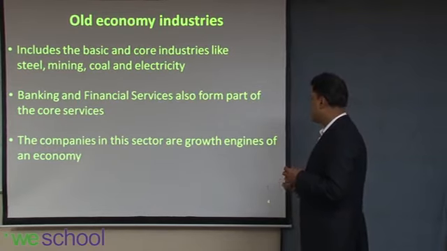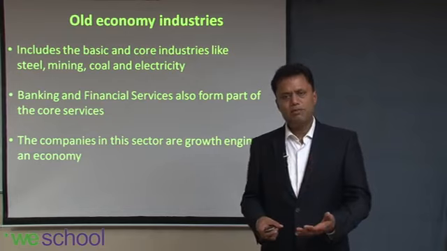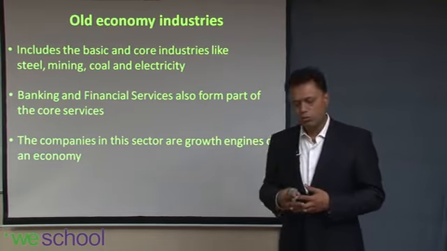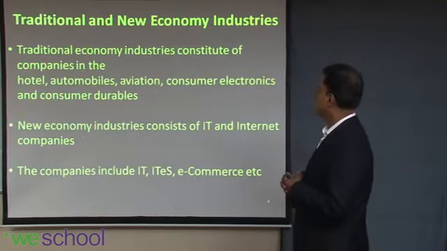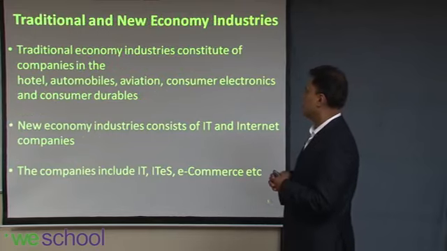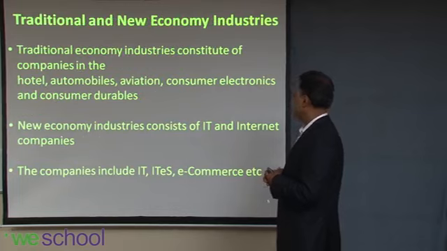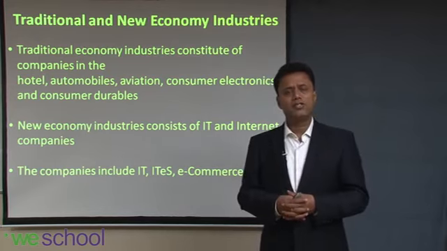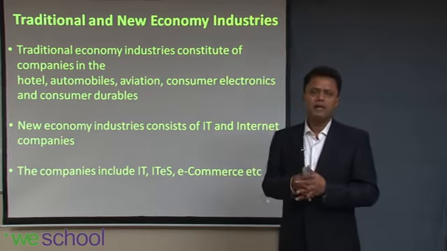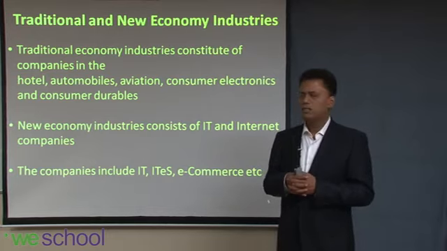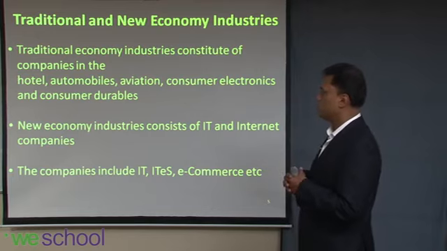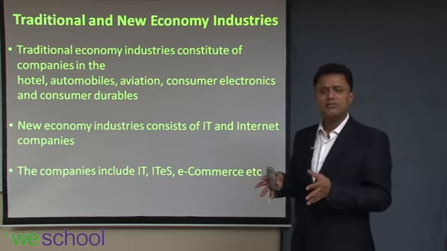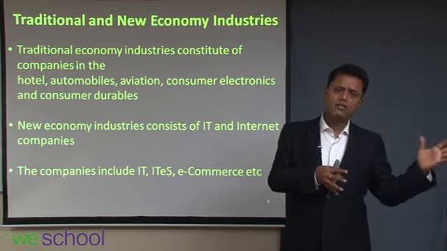The companies in this sector are growth engines of an economy, because industrial production and services production all come from the core industries. Now, traditional and new economy industries. Traditional economy industries constitute the companies in hotels, automobiles, aviation, consumer electronics, and consumer durables. These are all lifestyle things which have come up in the last couple of decades. So these industries have evolved over the last couple of decades, whether it is consumer electronics, automobiles, hotels and hospitality, aviation, or consumer durables. These industries, unlike the core industries, are not 100 years old.